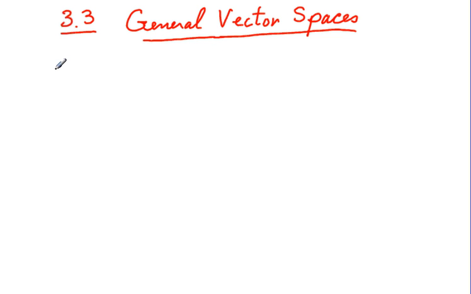A vector space is made out of two sets. There's one set, let's call it V. This is the set of your vectors. And then there is another set, we might call it F or something. These are your scalars.